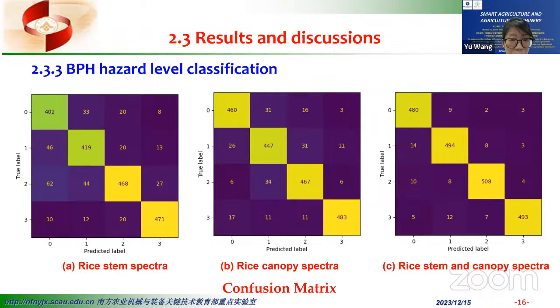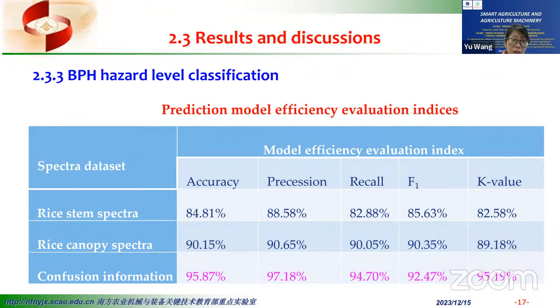The confusion matrix was employed for the agreement between the predicted level classification of BPH and the 2 level classification of BPH hazard. It can be seen in this table. The fusion information performed much better than the rice stem spectra and rice canopy spectra in BPH hazard level classification.